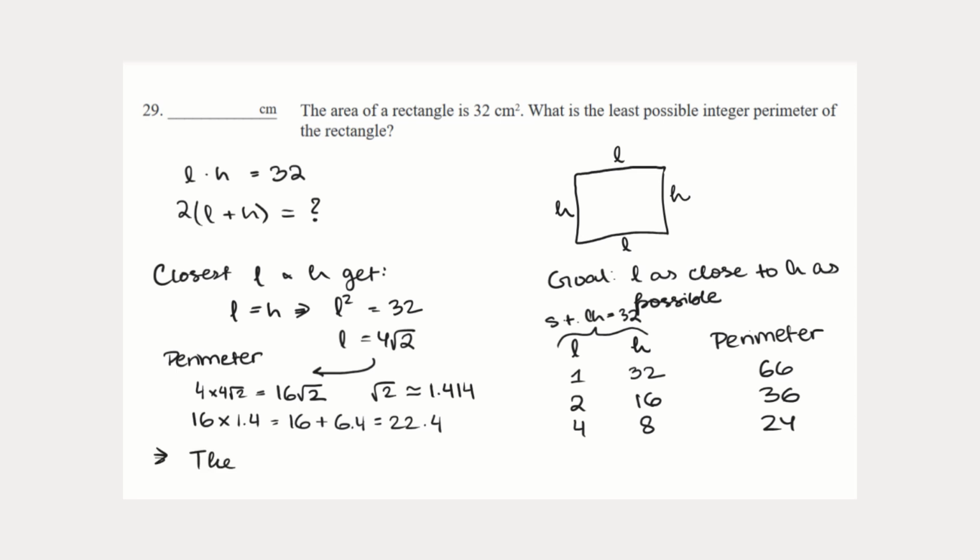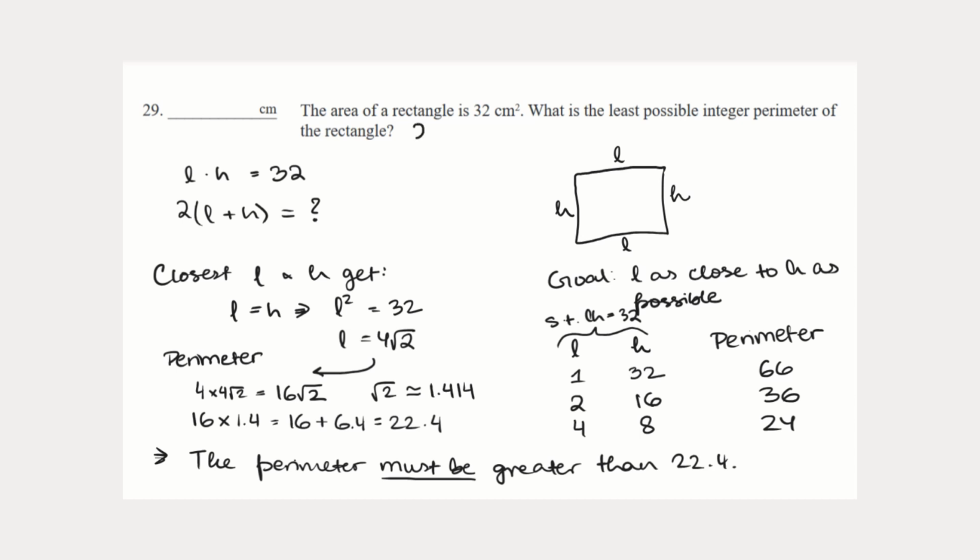So that tells you the perimeter must be greater than 22.4. Now the least integer greater than that is 23, and that is a very possible answer.